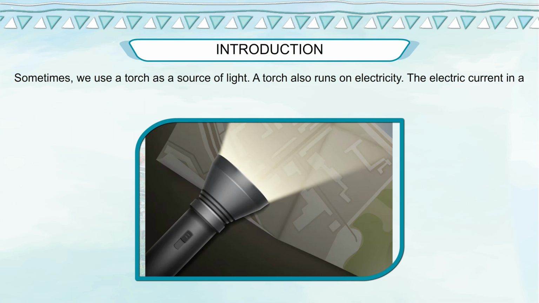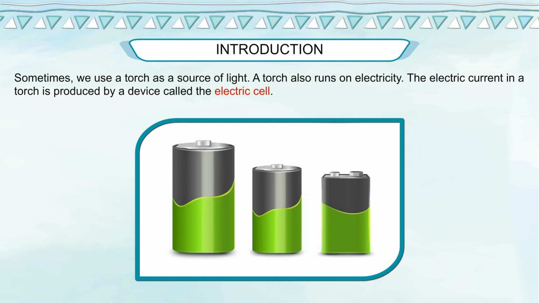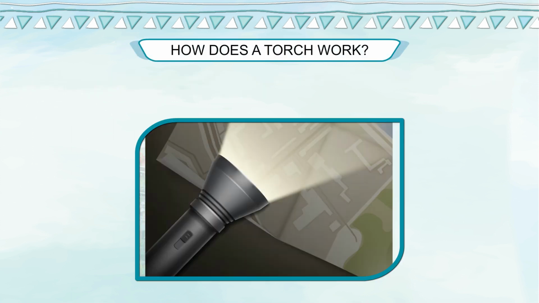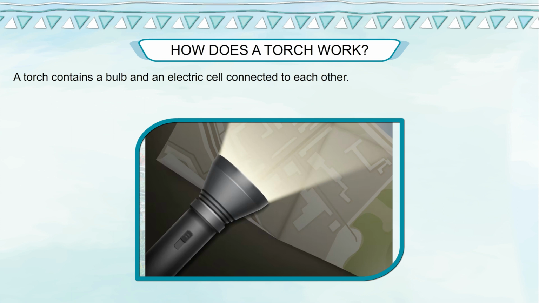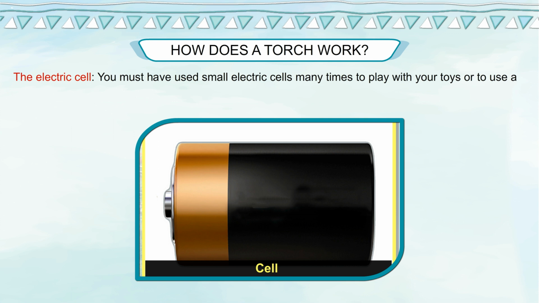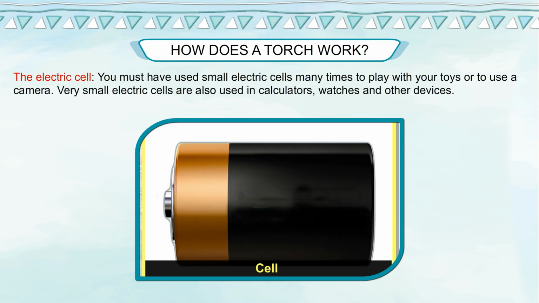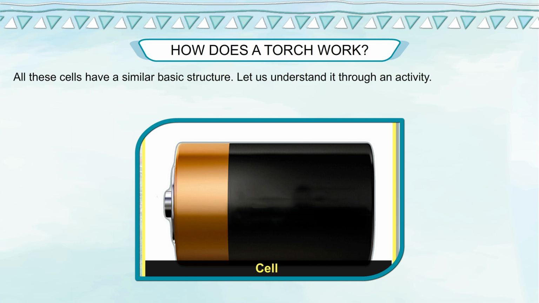The electric current in a torch is produced by a device called the electric cell. How does a torch work? A torch contains a bulb and an electric cell connected to each other. The electric cell. You must have used small electric cells many times to play with your toys or to use a camera. Very small electric cells are also used in calculators, watches, and other devices. All these cells have a similar basic structure.